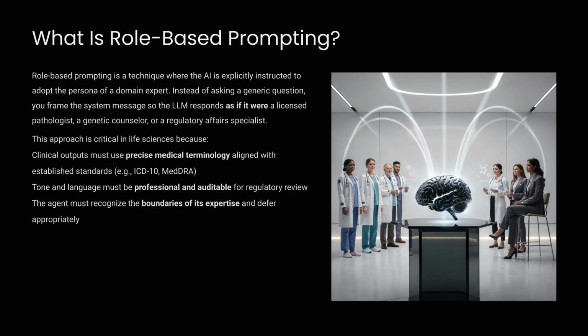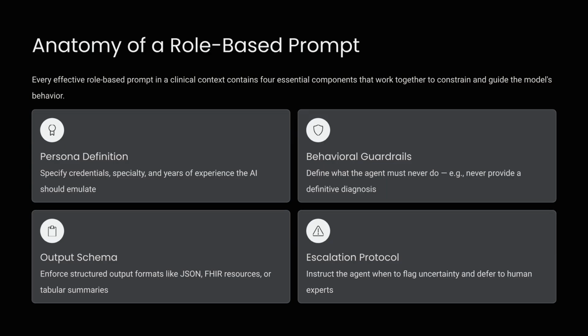Role-based prompting instructs the AI to adopt the persona of a domain expert. This is critical in life sciences because clinical outputs require precise medical terminology, professional and auditable language, and the ability for the agent to recognize its expertise boundaries. An effective role-based prompt has 4 essential components. These include a persona definition specifying credentials, behavioral guardrails defining what the agent must avoid, an output schema enforcing structured formats, and an escalation protocol instructing when to defer to human experts.